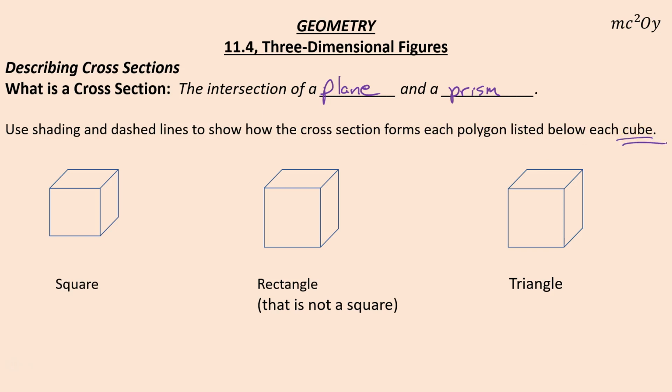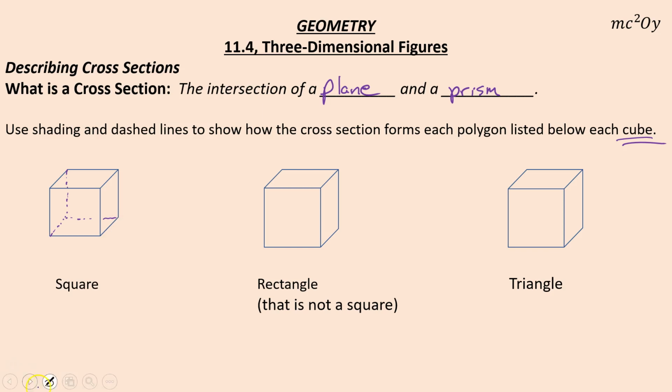A cube means all sides, that means all edges, are congruent. Okay, so it's a perfect cube here. So how could we make a square with a plane going through it? Well, let's say I had a plane that just kind of, let me actually dash in the rest of this here. Okay, when we use dashed lines, remember those are hidden lines, or hidden edges there.